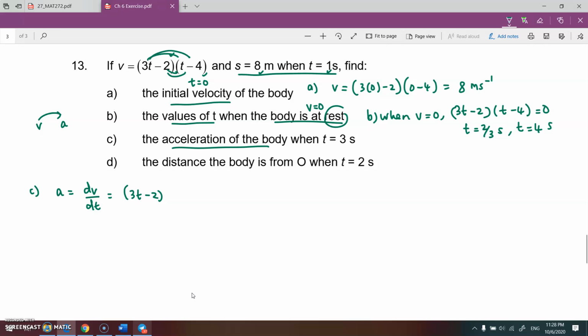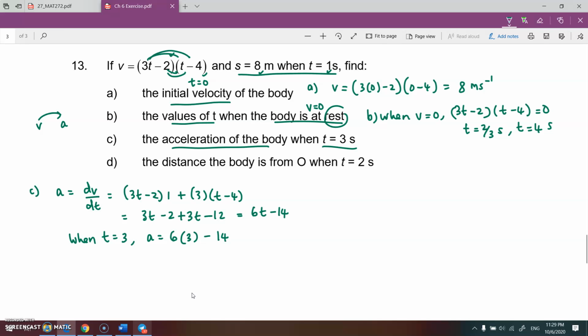Okay, differentiate t minus 4 is 1. And then plus, differentiate the other bracket, you get 3, and then you have t minus 1. So you will get 3t minus 2 plus 3t minus 12. So 6t minus 14. The question is when t is equal to 3. So just substitute t equal to 3, a is 6 times 3, 18, minus 14. So 18 minus 14 is 4 meters per second squared.